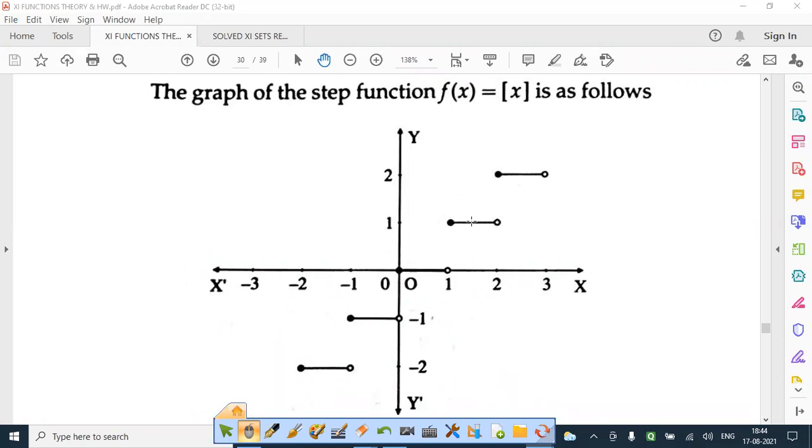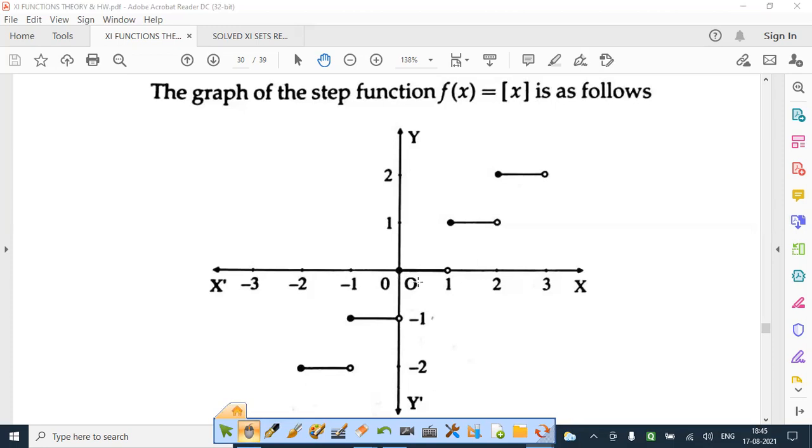From 1 up to 2, the greatest integer not greater than that is 1. For example, the greatest integer not greater than 1.7 is 1. Till up to 2. Why? Because 2 itself is an integer. The greatest integer not greater than 2 is 2. So when x is 2, the value of y is 2. So 2 comes here. That is why the hollow circle and so on. Same is for numbers to the left of 0, that is negative numbers. So the graph looks like steps, and therefore it is called a step function.